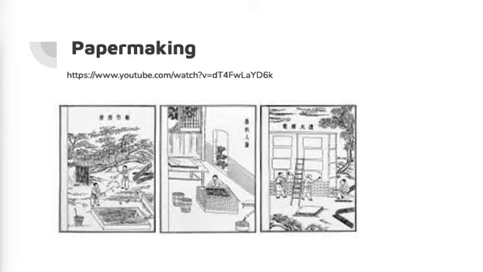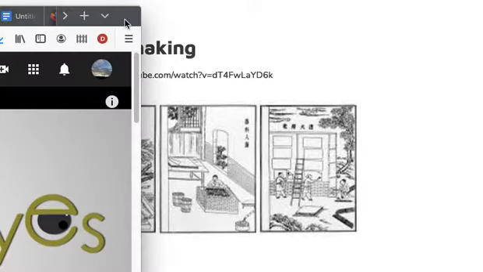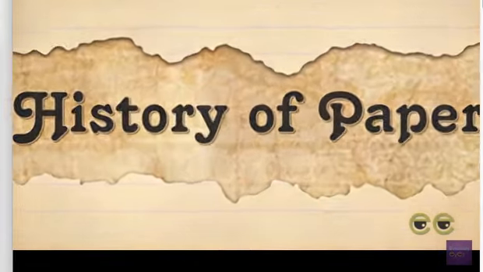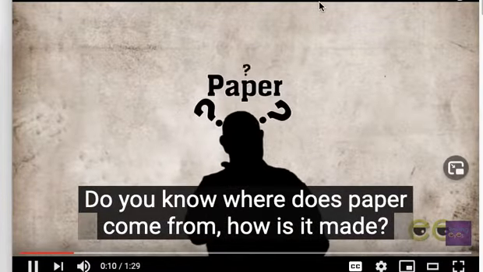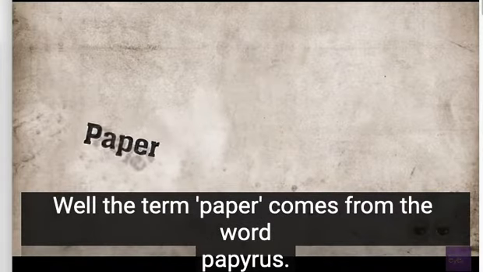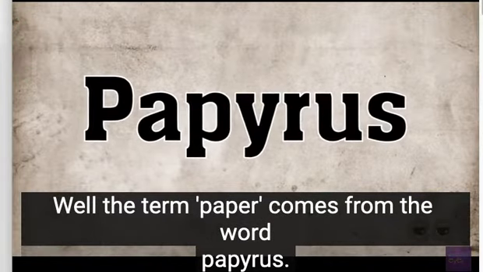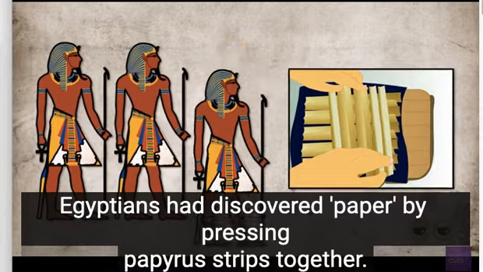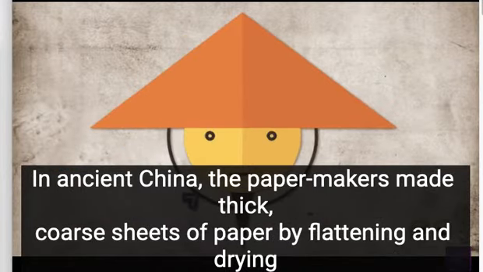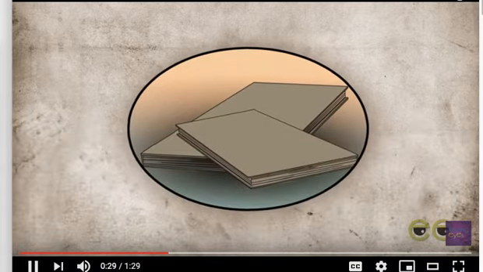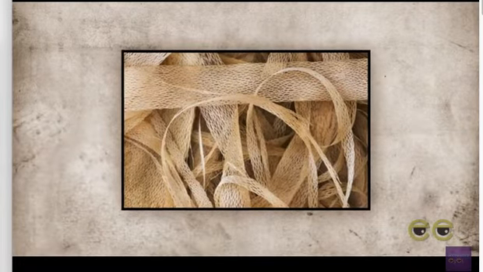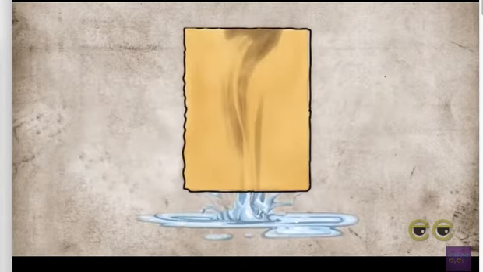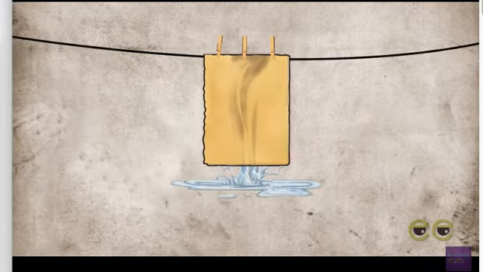So here's a little bit about paper making if you aren't aware. History of paper. Do you know where paper comes from? How is it made? Well, the term paper comes from the word papyrus. Egyptians invented paper by pressing papyrus strips together. In ancient China, the paper makers made thick, coarse sheets of paper by mixing finely chopped mulberry bark and hemp rags with water, mashing it flat, and then pressing out the water and letting it dry in the sun.